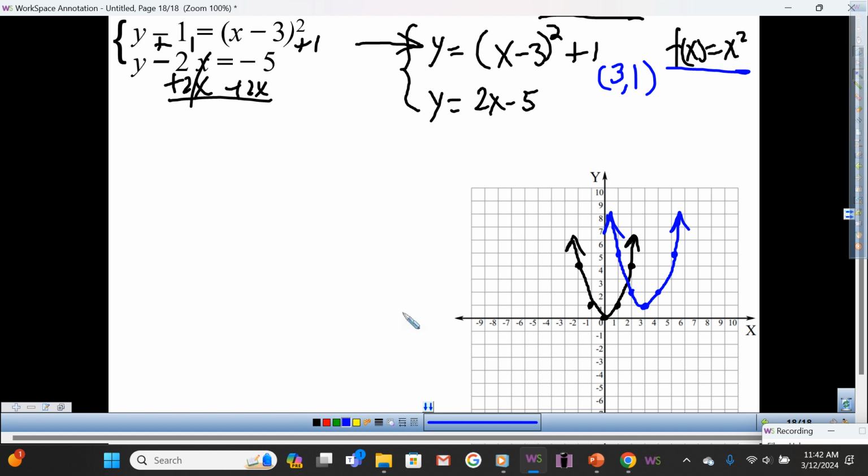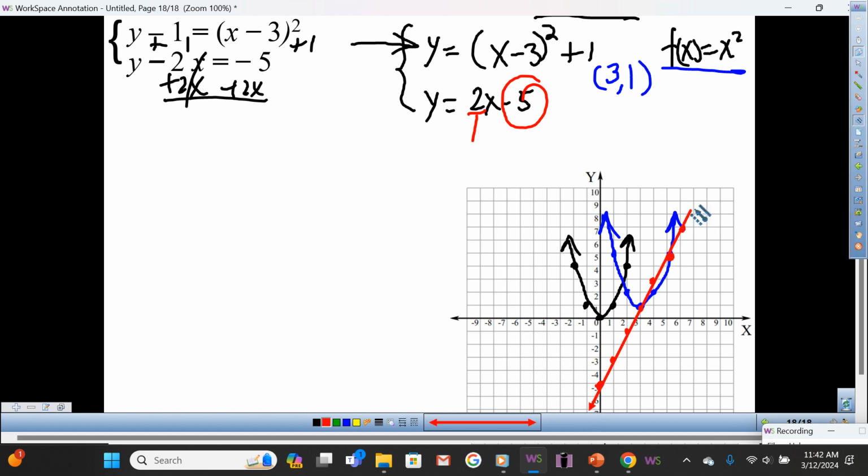Can I graph this one now? Yes. Where do I start? Negative 5. What is my slope? 2 up, 1 to the right, 2 up, 1 to the right, 2 up, 1 to the right, and my graph should look like that.